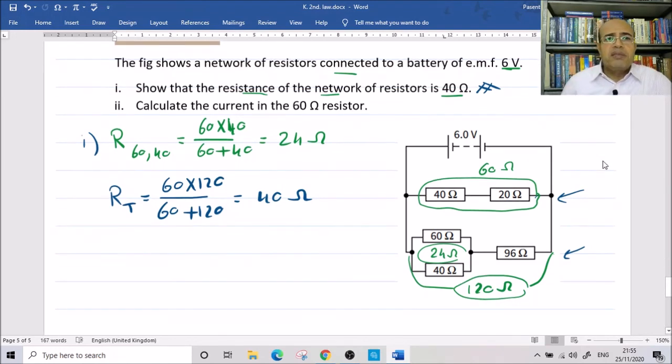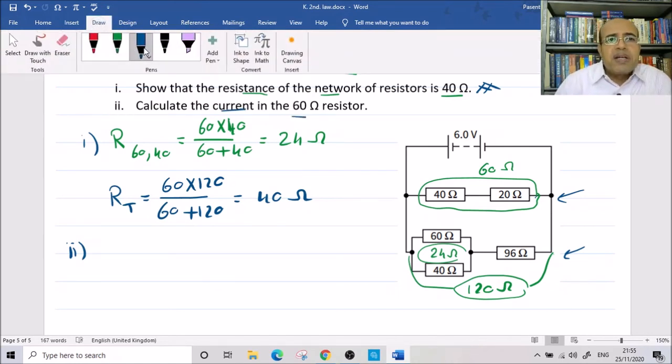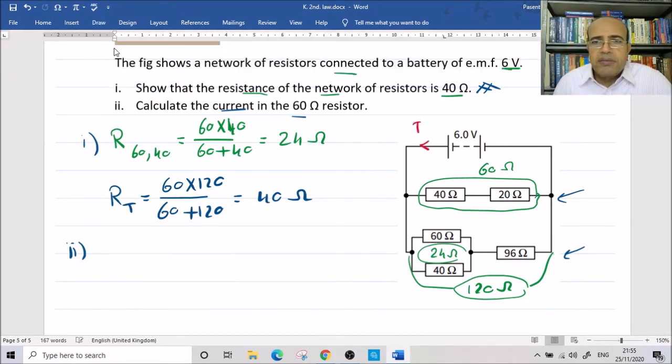The second part asks to calculate the current in the 60 ohm. This is the total current I from the battery. That current is distributed, and here we can say this is I1, and in that branch it's I2. Then that I2 splits into I3 and I4. We need the current through this resistor. First of all, we calculate the current I2 in the whole branch.